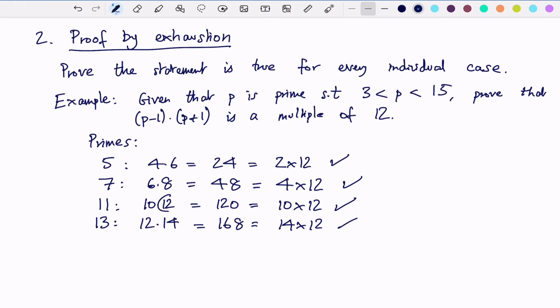We don't need to do any algebra in this case because it's proof by exhaustion. We just need to work through each individual case carefully, making sure that you don't make any silly arithmetic errors.